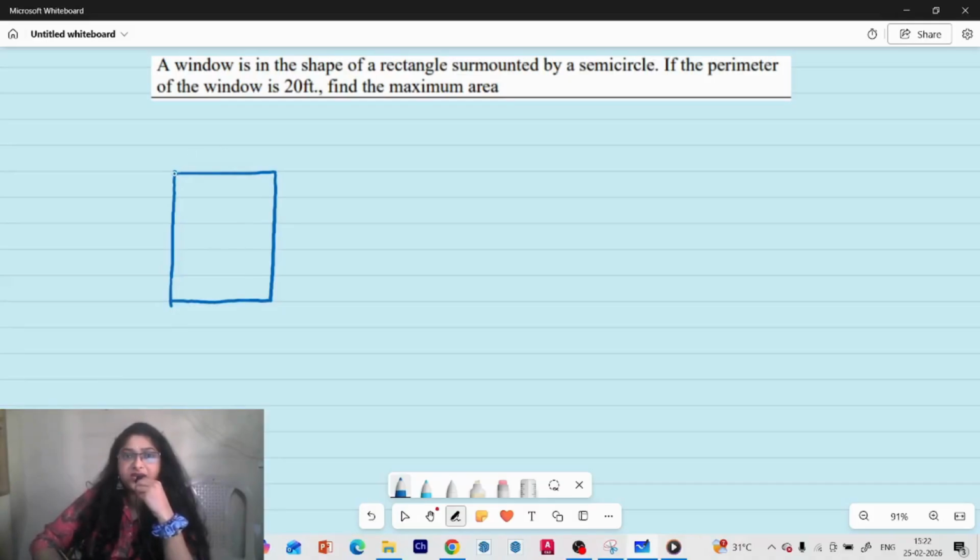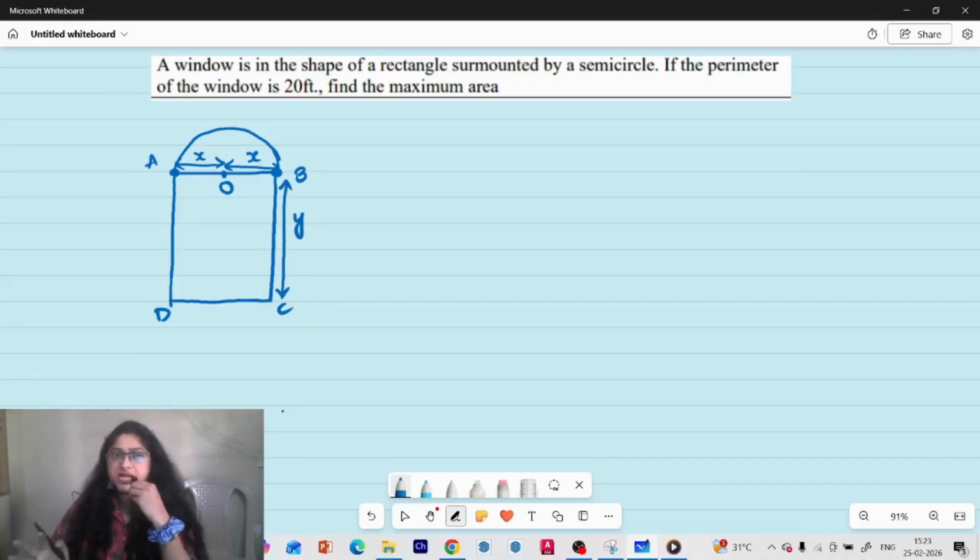And it is surmounted by a semicircle. So surmounted means like that, like there is a semicircle sitting on top of the rectangle. Sorry, let me do that a little better. Okay, I think that's what I can do. Alright, so let's just name this. A, B, C, D is my rectangle, and let's say this is O, the center, and this is going to be a radius. So let us take the radius to be x, and let this side of the rectangle be equal to y. Okay, so this is our assumption.